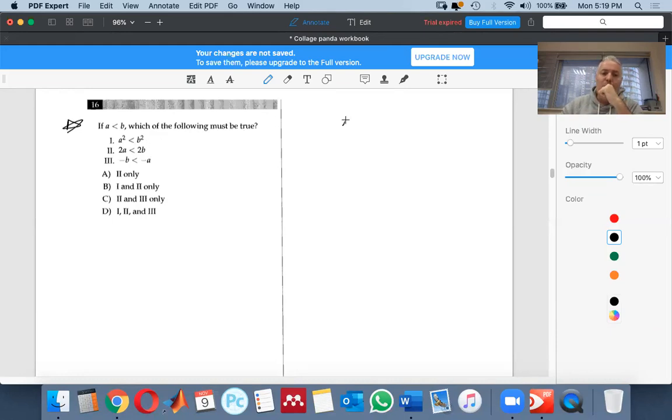For example, 1 is less than 2, right? 1 squared is less than 2 squared. But if we have negative 2 is less than negative 1, right? Is negative 2 squared less than negative 1 squared? No. So this is wrong. Have you seen? Yes or no? 1 cannot be a solution. Have you seen or not?